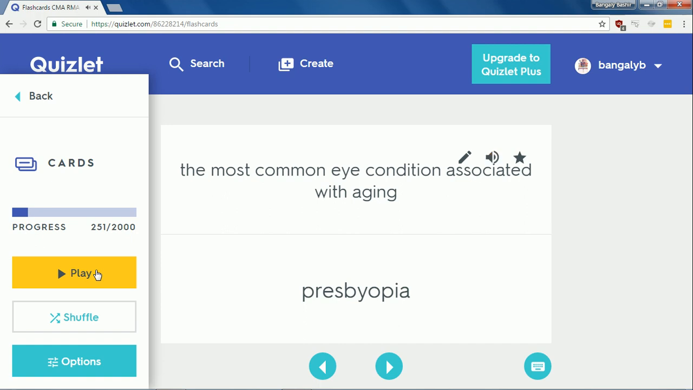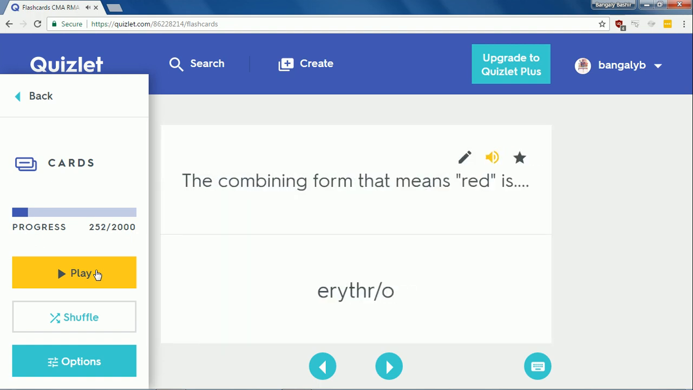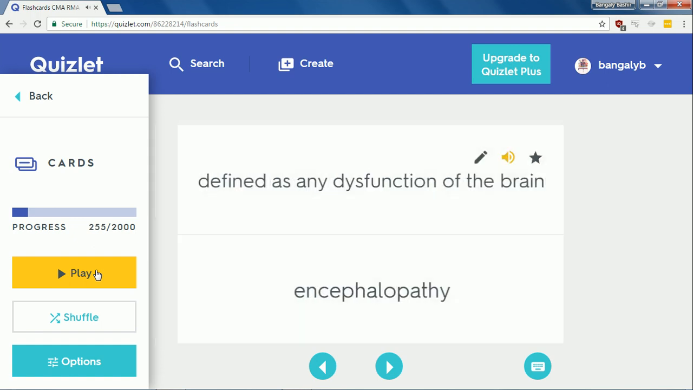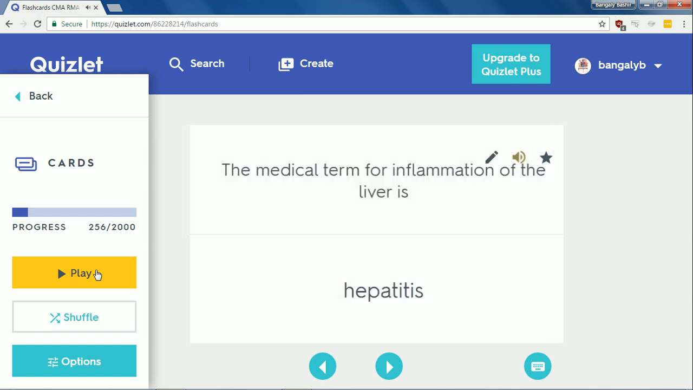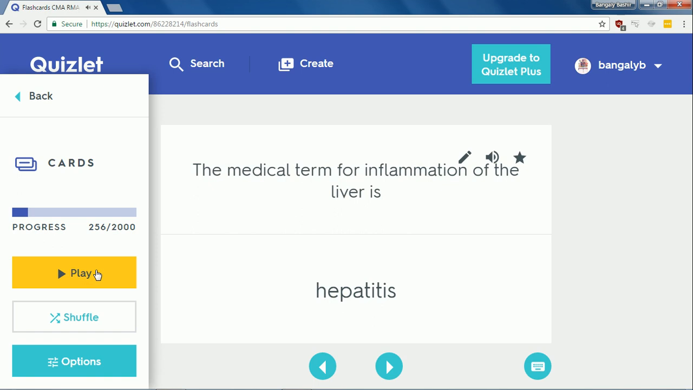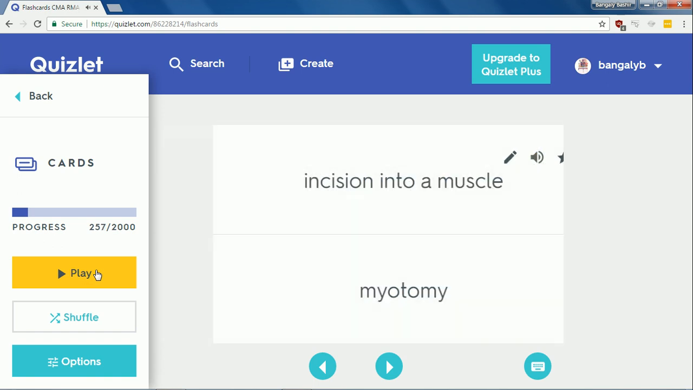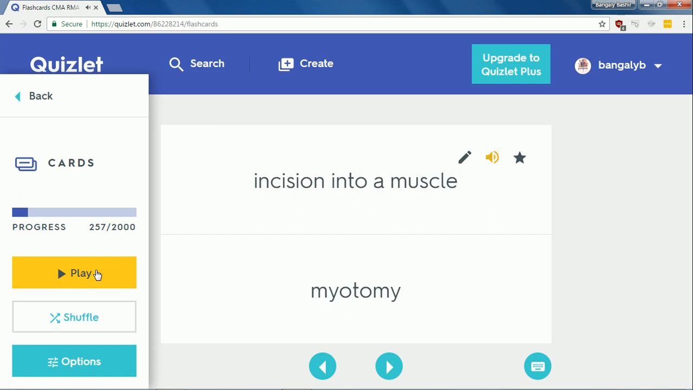Presbyopia. The combining form that means red is erythro. The combining form that means tissue is histo. The suffix meaning inflammation is itis. Defined as any dysfunction of the brain. Encephalopathy. The medical term for inflammation of the liver is hepatitis. Incision into a muscle. Myotomy. Water-soluble vitamins. B and C. Means 4 times per day. QID.